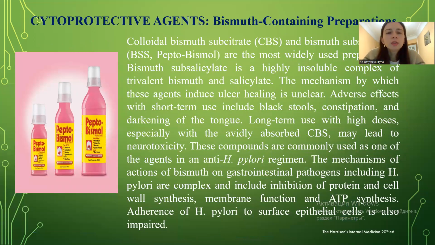And the next group of drugs: cytoprotective agents and bismuth-containing preparations. Colloidal bismuth subcitrate and bismuth subsalicylate are widely used preparations. Bismuth subsalicylate is a highly insoluble complex of trivalent bismuth and salicylate. The mechanism by which these agents induce ulcer healing is unclear. Adverse effects with short-term use include black stool, constipation, and darkening of the tongue.